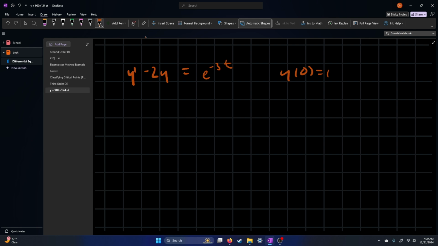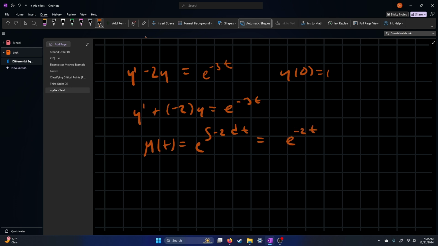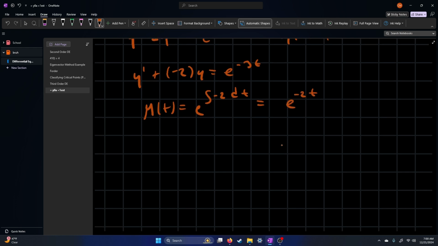So we recognize this as y prime minus 2 times y is equal to e to the negative 3t. Our integrating factor is e to the integral of negative 2 dt, which is equal to e to the negative 2t. So we're going to multiply both sides by it. So e to the negative 2t times y prime plus negative 2 times e to the negative 2t times y is equal to e to the negative 5t.